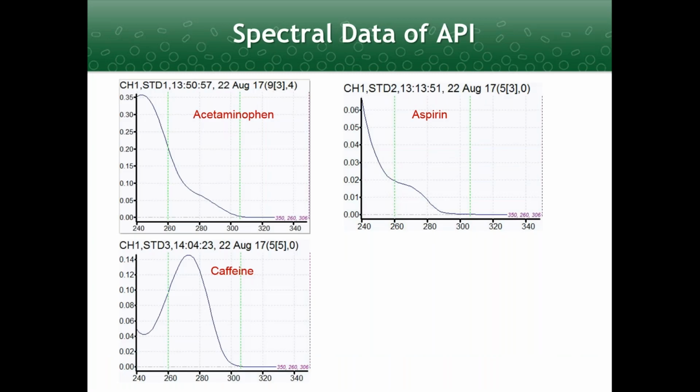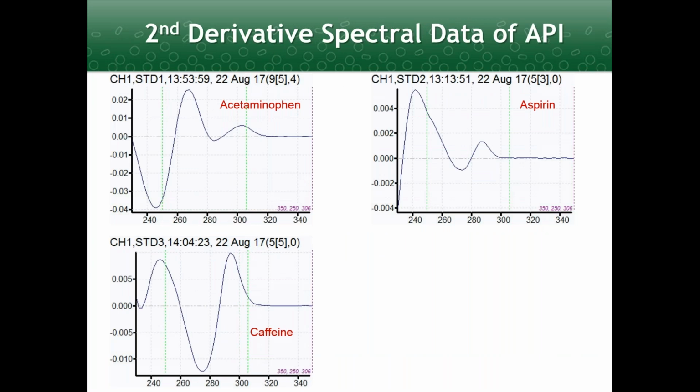Here we quickly review again the spectra of all components: acetaminophen, aspirin, and caffeine. So now we name them. And the second derivative of all 3 components.